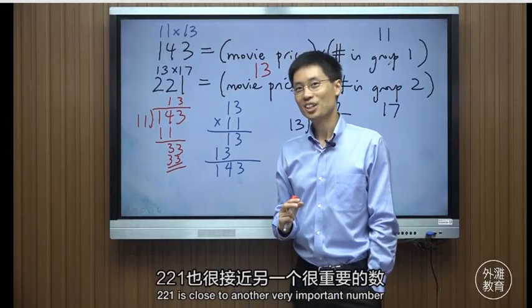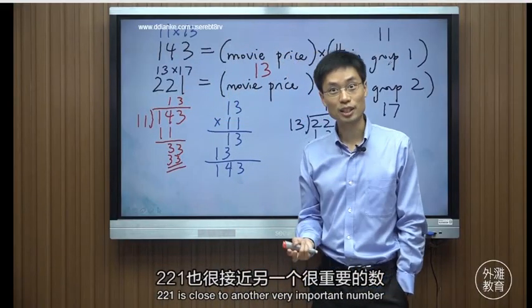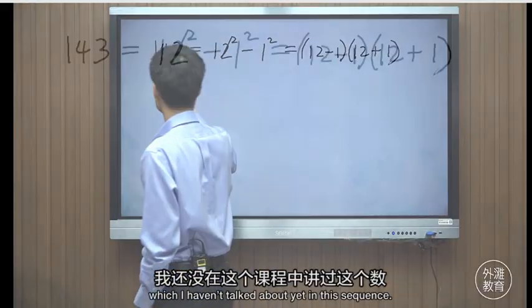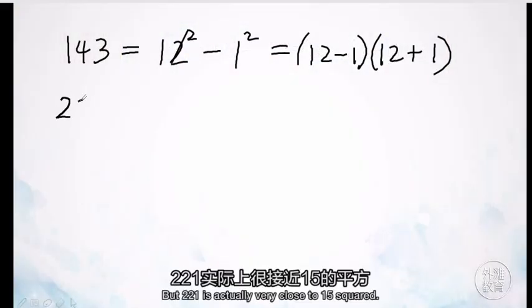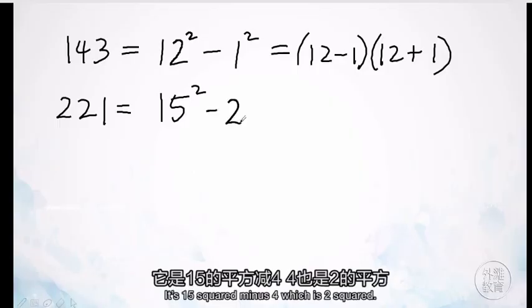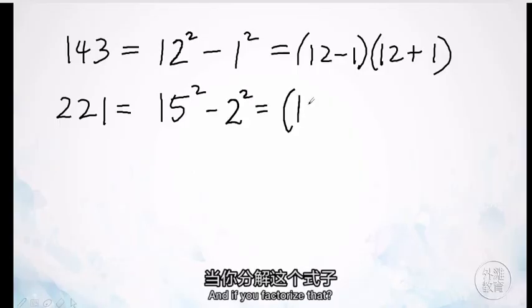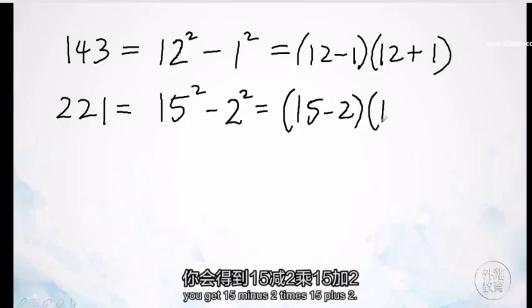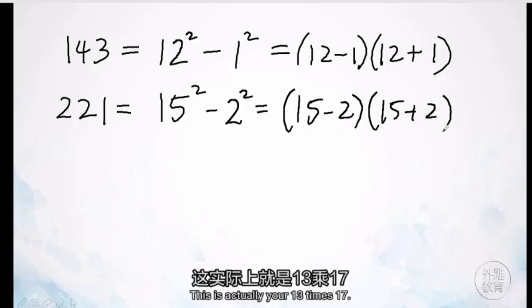221. Well, 221 is close to another very important number, which I haven't talked about yet in this sequence. But 221 is actually very close to 15 squared. It's 15 squared minus 4, which is 2 squared. And if you factorize that, you get 15 minus 2 times 15 plus 2. This is actually your 13 times 17.